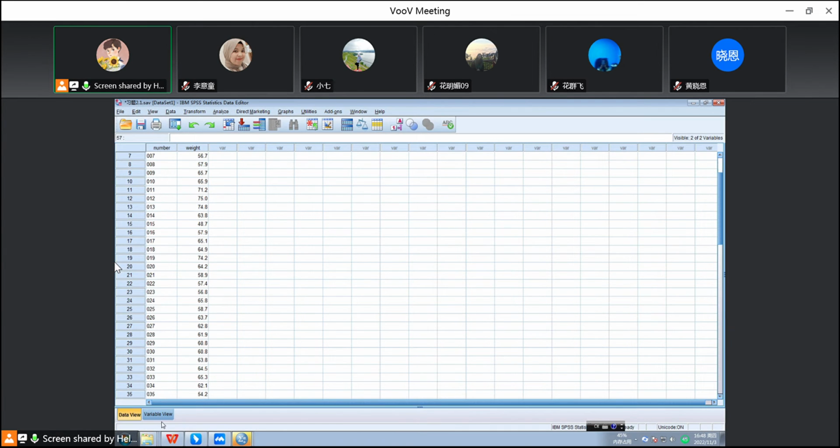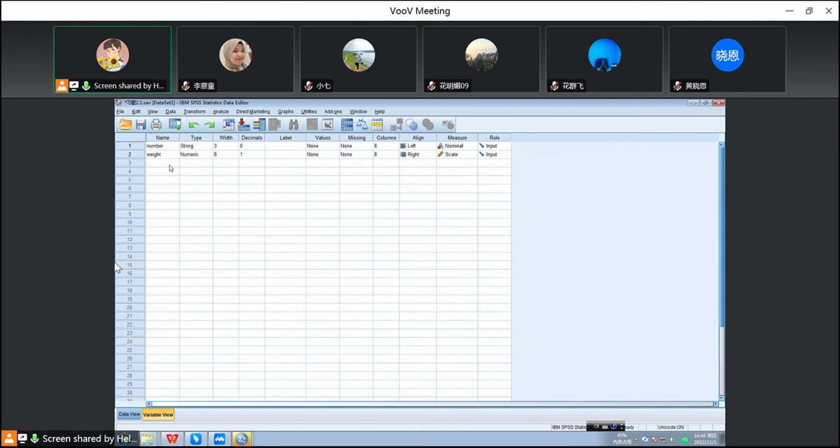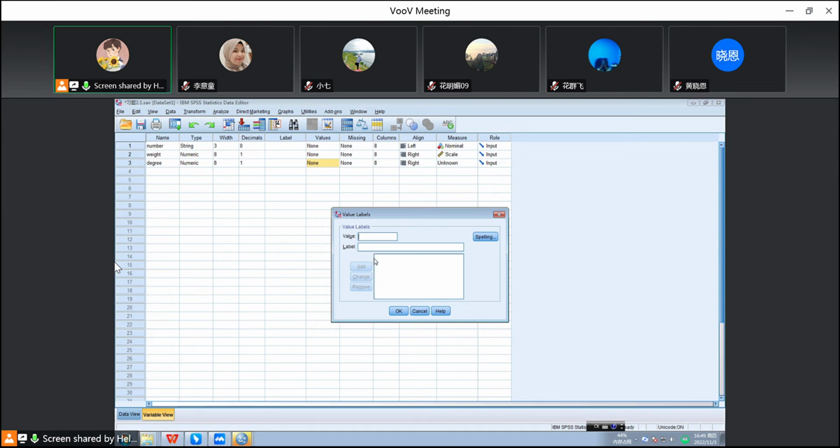So for this group of data, we add a variable. What's the variable? It's the degree, yes? Degree. And then we have to choose the same, and you have to add some variable value labels. For the first one, we just look at it.